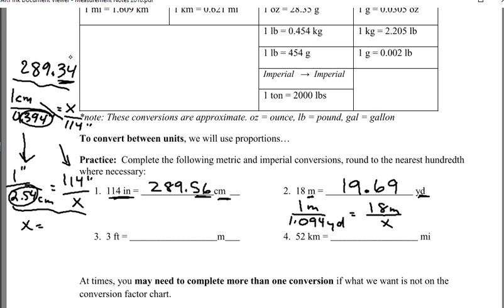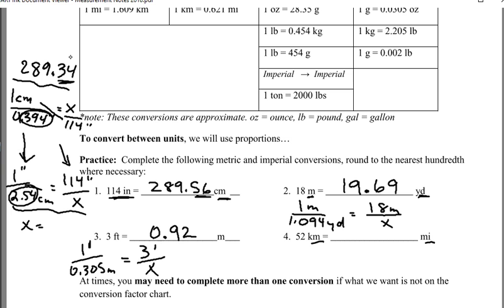3 feet to meters. Well, 3 feet, I could say 1 foot is 0.305 meters. That's the relation I've used from the chart. What are we trying to calculate? 3 feet, and since 1 foot's on top, I'm consistent, is how many meters? Cross multiply, it's 0.92. So 3 feet is almost exactly a meter, off by 80 millimeters. But we can see the conversion.